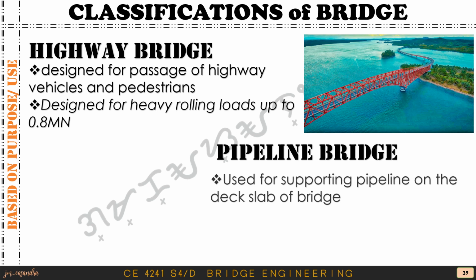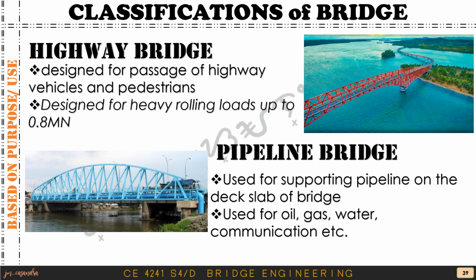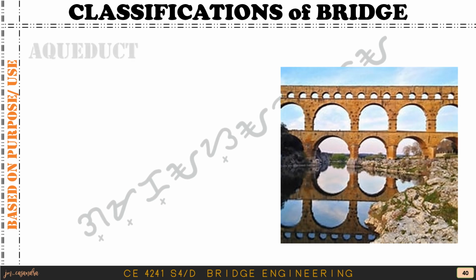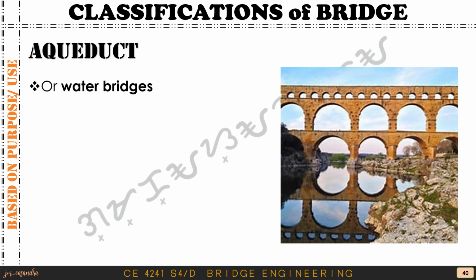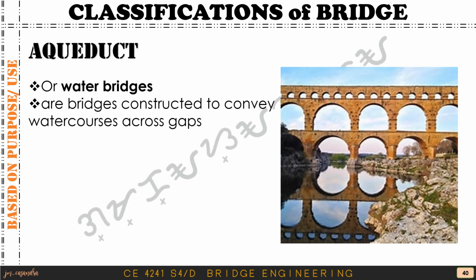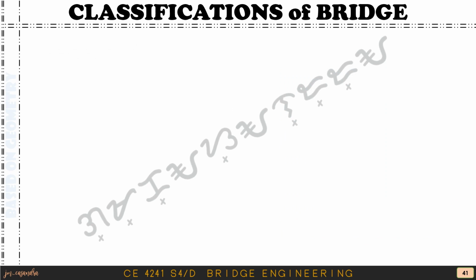And then we have pipeline bridges, which are used for supporting pipelines on the deck slab of bridges. It's usually used for oil, gas, water, and communication lines. This is an example of a pipeline bridge. Then we have aqueducts or water bridges. These are bridges constructed to convey water courses across gaps or spaces.